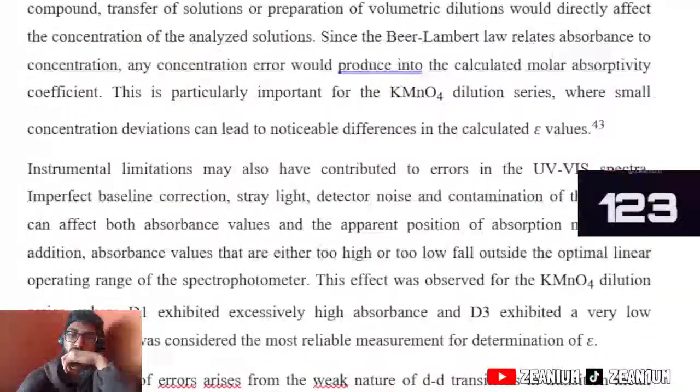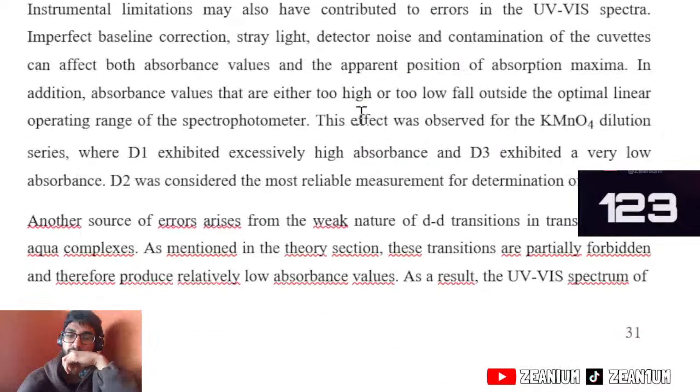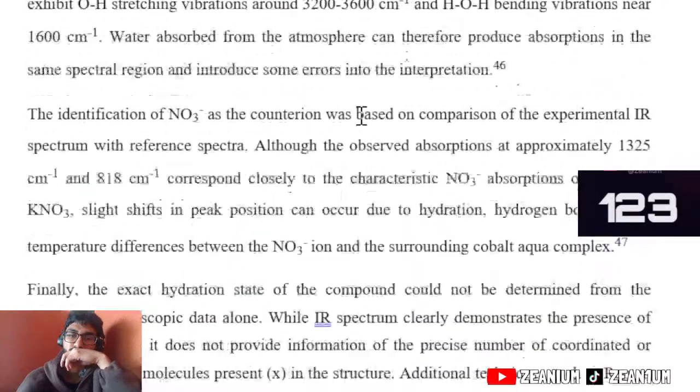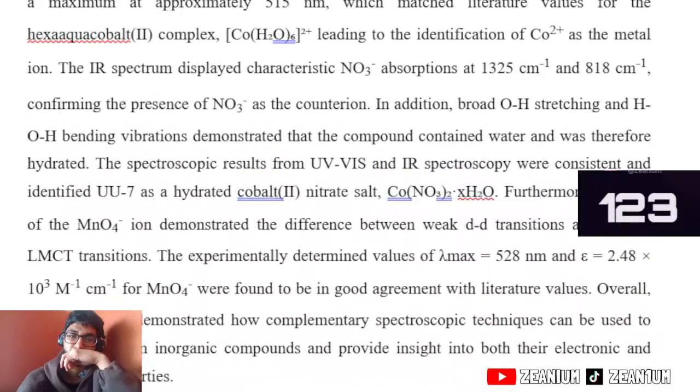And then we have sources of errors. What can happen? What errors could affect this? Yep. Conclusion, basically.